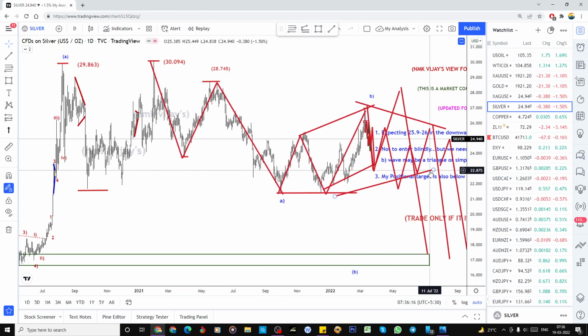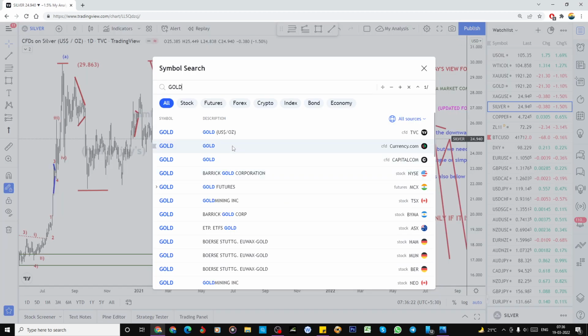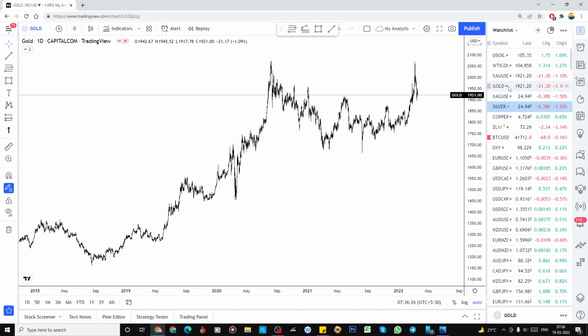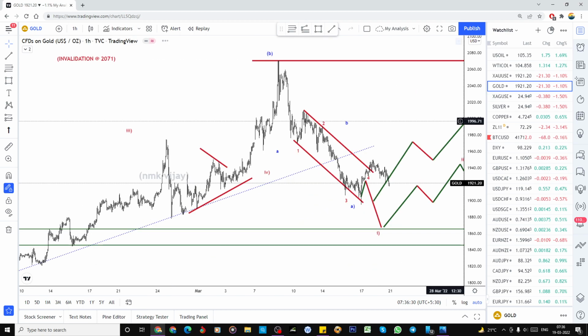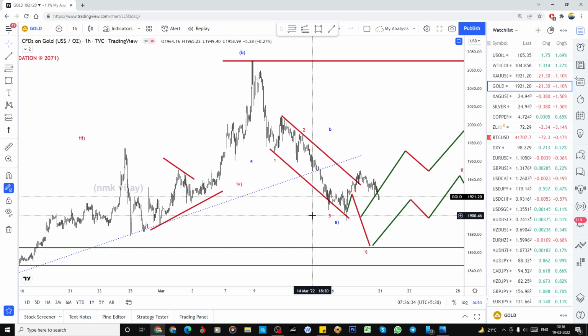So now the final one is gold. For here, I expected this one, and I have already shared my view: 1, 2, 3, 4, and 5.